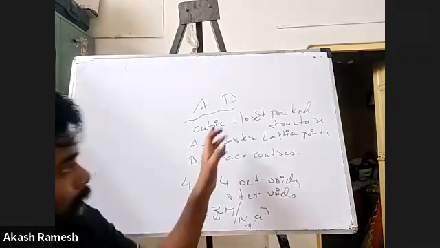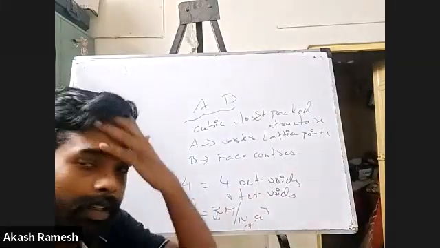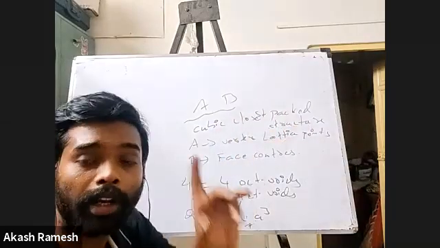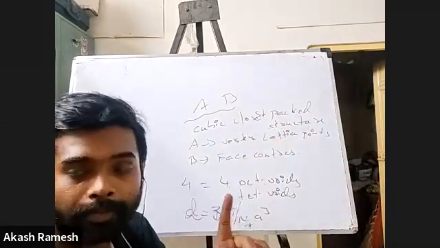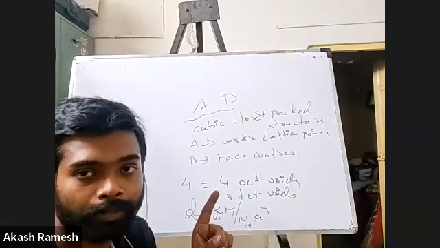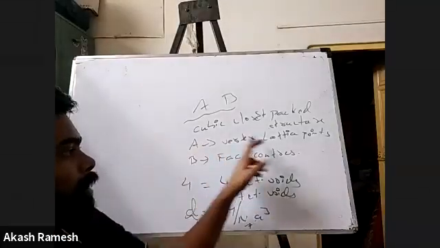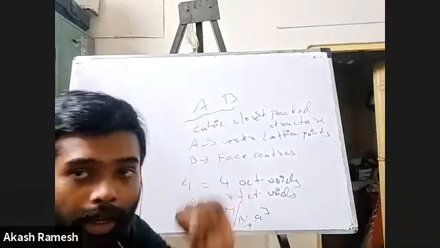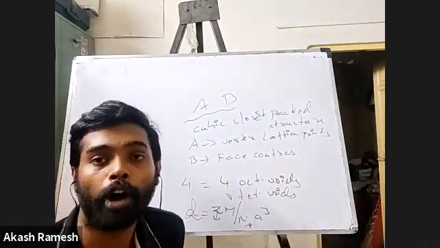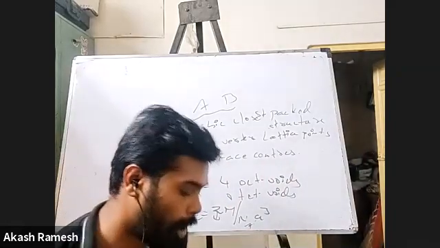When I say cubic closest packed structure, the first thing which should come to your mind is FCC, because I know the packing efficiency for FCC only is maximum. Now you see that A is occupying the vertex lattice points, that is the corner lattice points, and B is occupying all the face centers. What is the formula of this particular compound? If I ask you, what will be your answer?